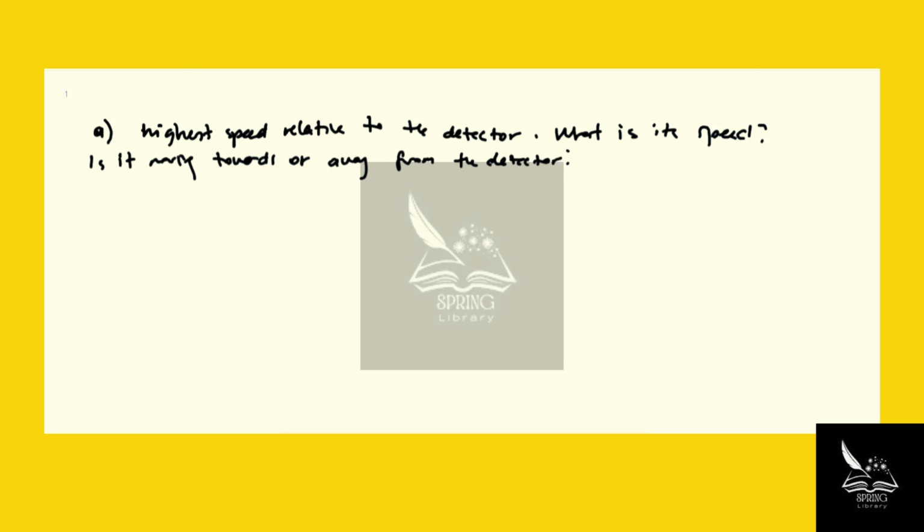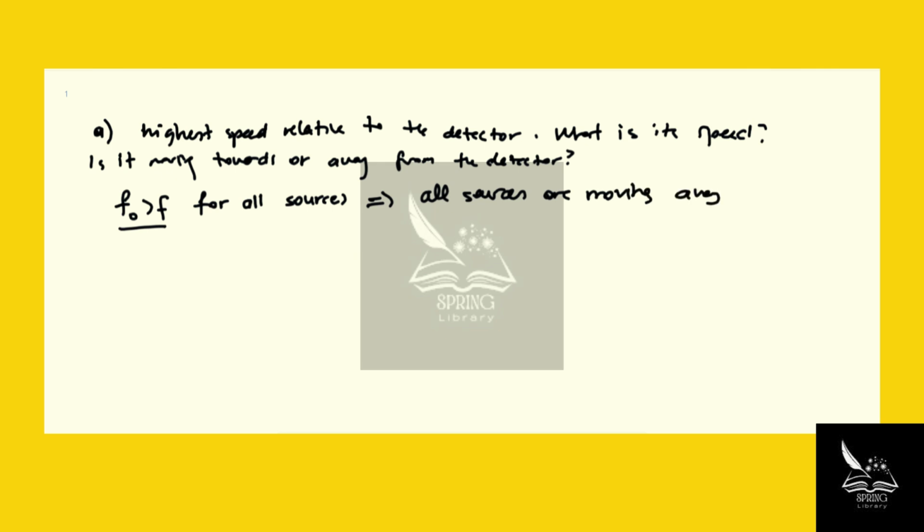Now, if you look at the data set that is given to us, you're going to notice that F naught is always greater than F for all sources, right? Which tells you from the get-go that all sources are actually moving away from our detector. So we kind of answered the last part of this question.